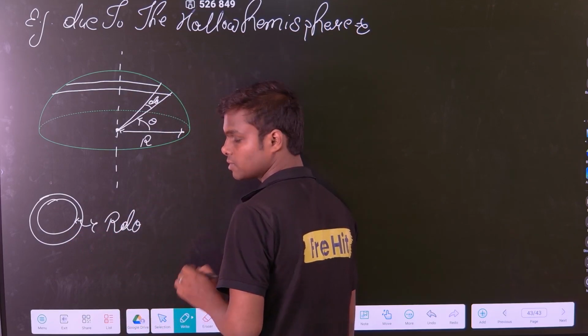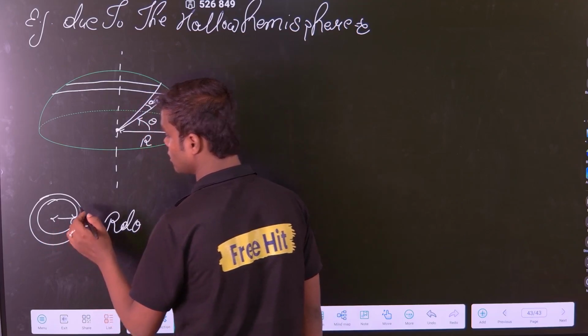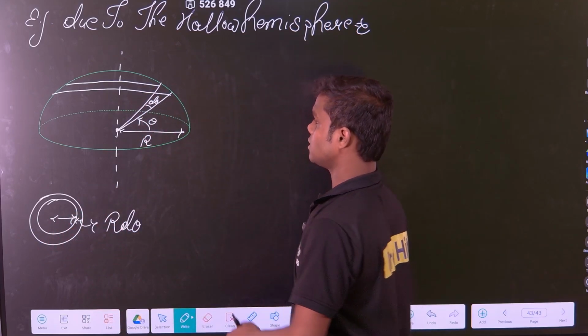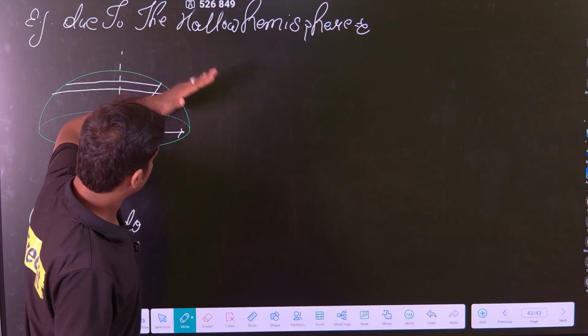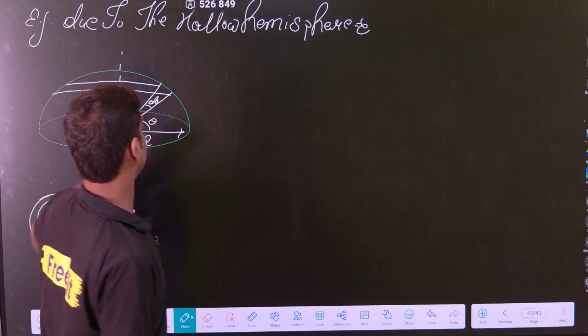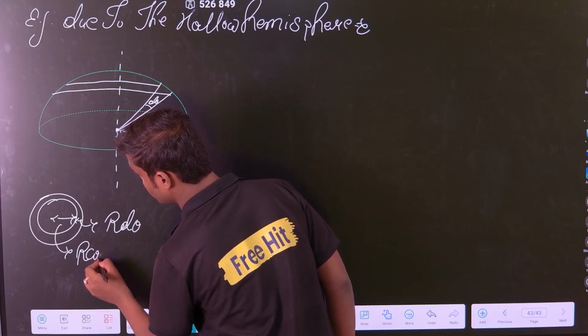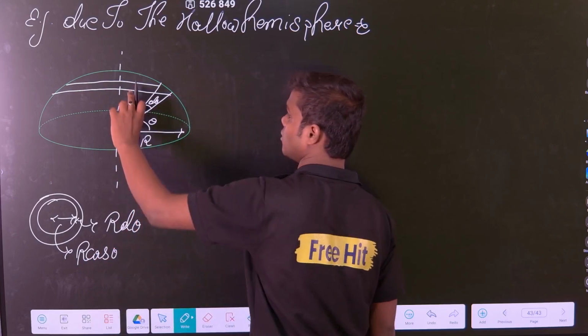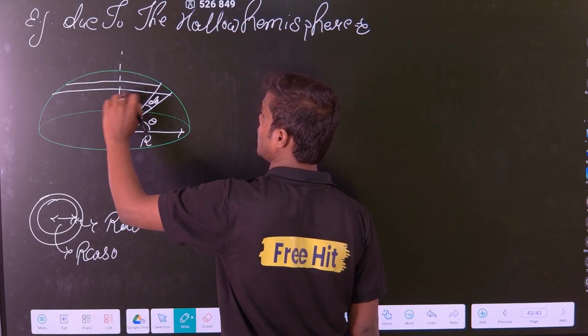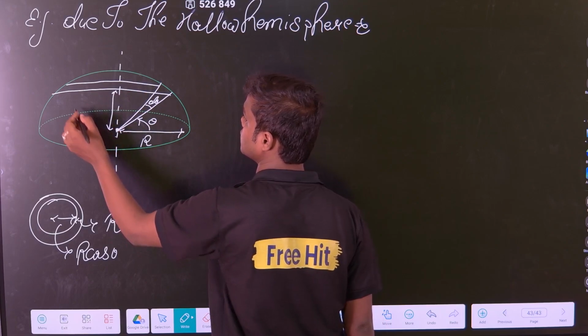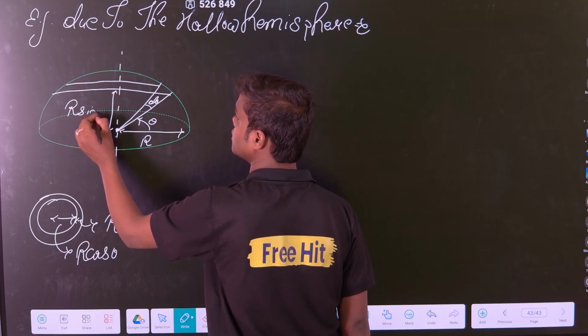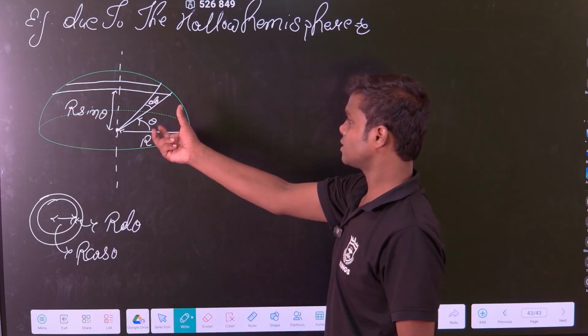Correct? And what is the radius? Is it r or something else? See, this is my r. This will be r cos theta, and this will be r sin theta. So what is the radius? Radius will be r cos theta. Suppose I am going to a distance. What is this distance? This distance will be r sin theta. Correct? So this thing we know.